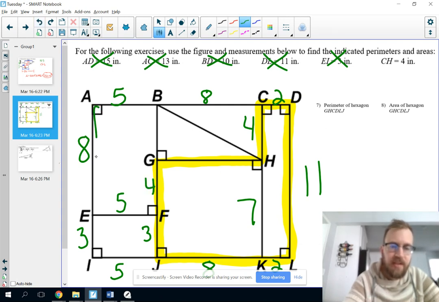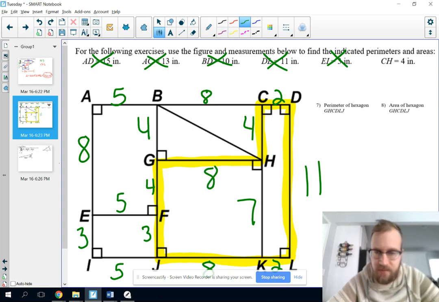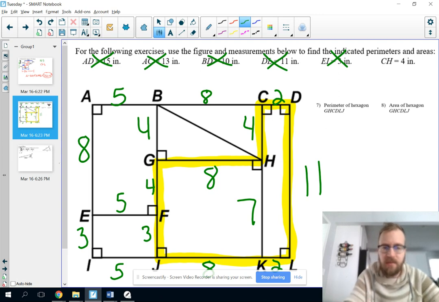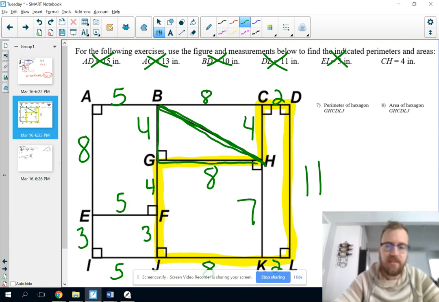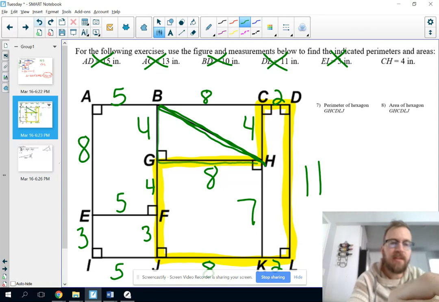We know AE is 8. So then BF needs to be 8 as well. And since we know this is 4, 8 minus 4, BG is 4. BC is 8, so GH is 8. I think that's everything. You'll figure out this diagonal in a later part in the problem. My hint to you would be focus on this right triangle to find BH, but you'll need that in another problem.